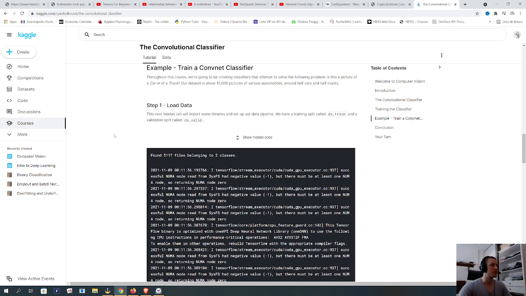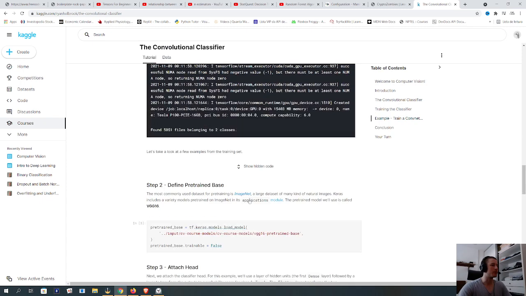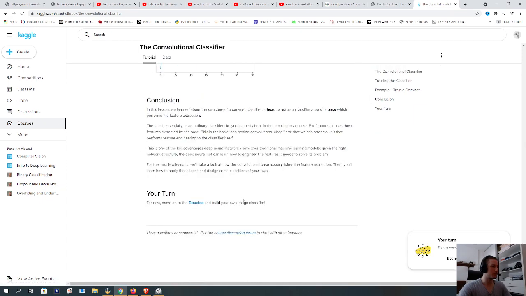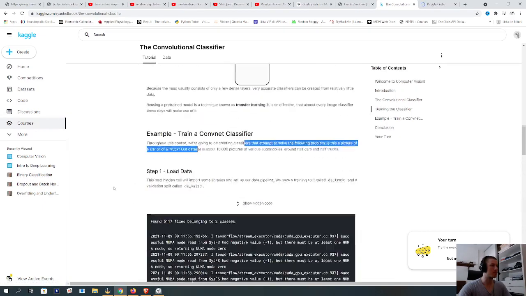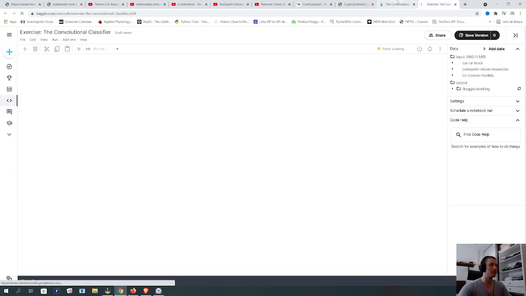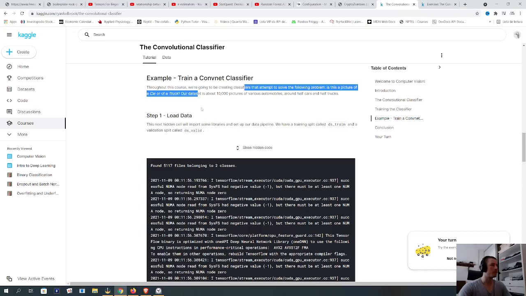Throughout this course, we're going to, let me load the training part before I continue, so it's faster. Throughout this course, we're going to be creating classifiers that attempt to solve the following problem. Is this a picture of a car or of a truck? Our dataset is about 10,000 pictures of various automobiles, around half cars and half trucks.